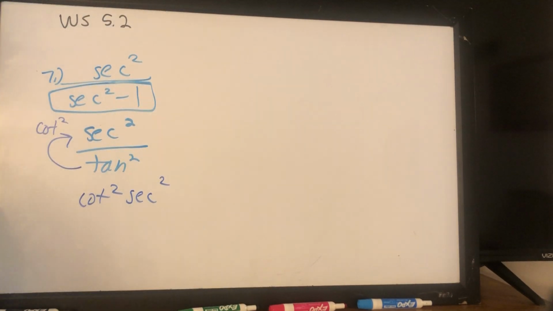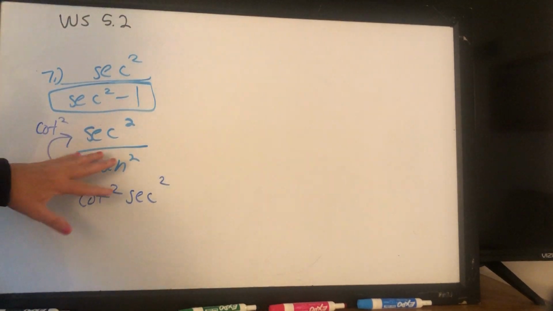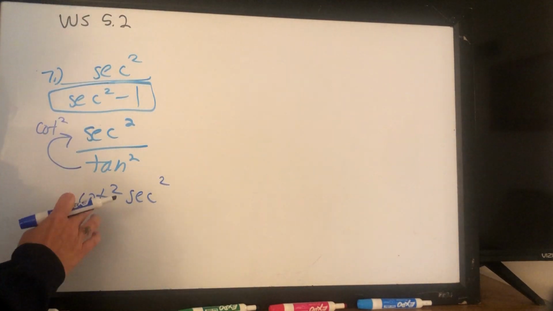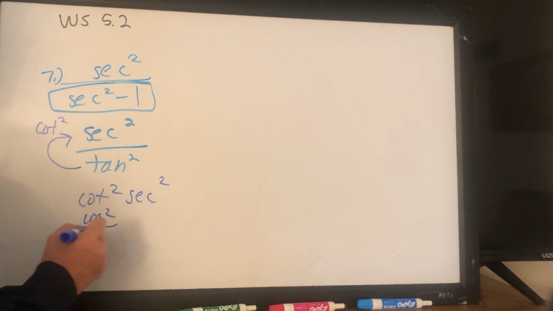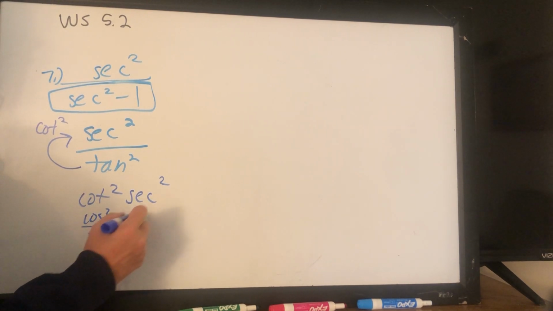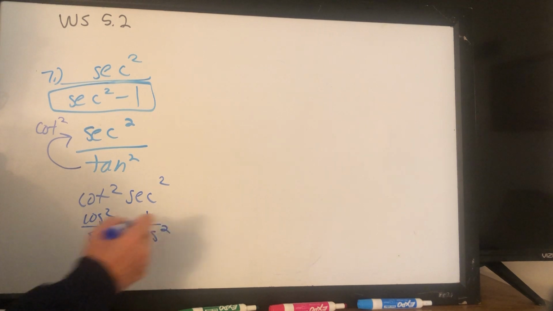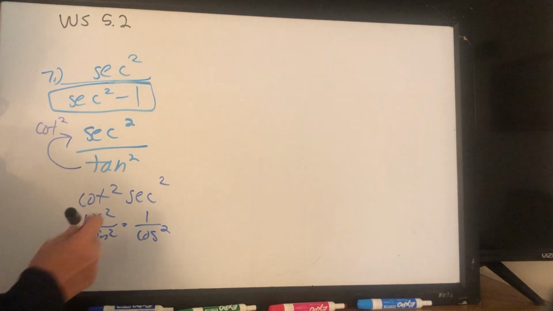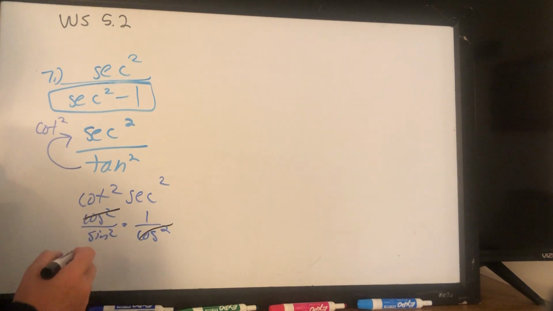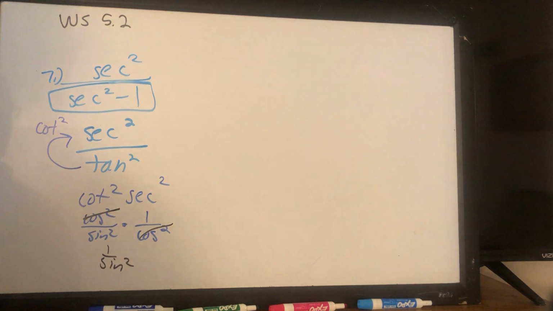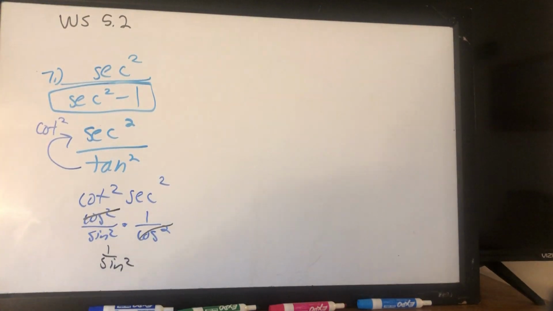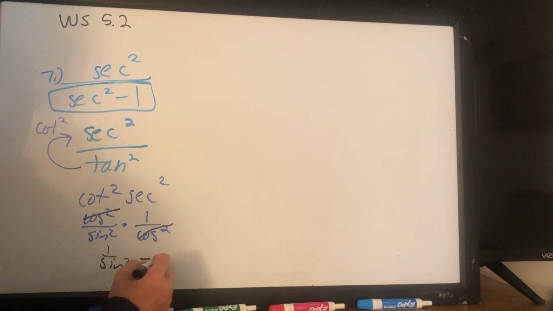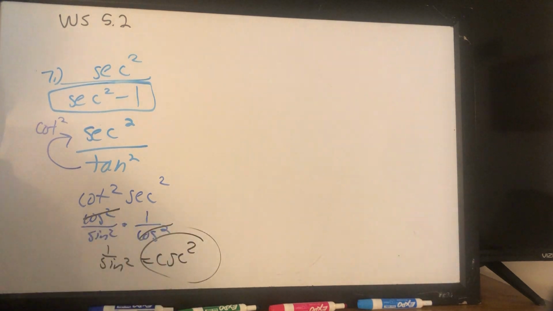Now I'm going to put them in sines and cosines. I just don't like to do them in a fraction if I don't have to. So cosine squared over sine squared times 1 over cosine squared. And then what can cancel there? And you get 1 over sine squared. And what is 1 over sine squared? Cosecant squared. And we're done.